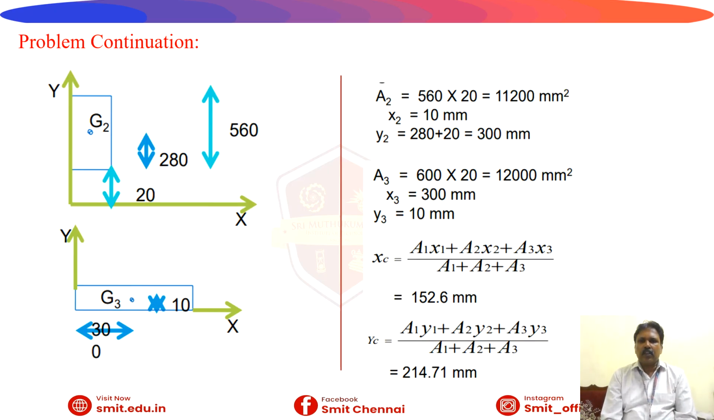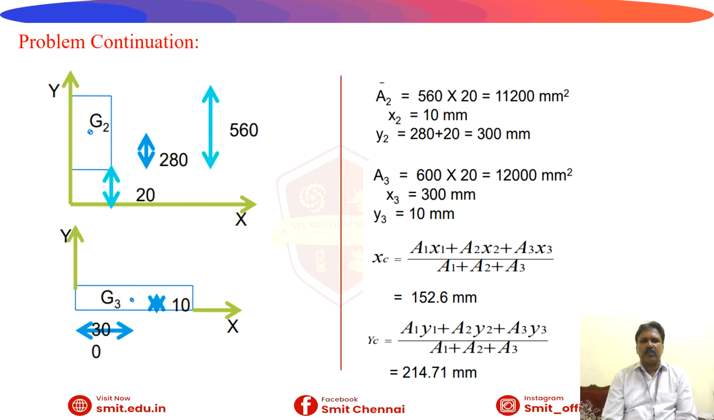Now, continuation of the problem. Now we are going to see the second section, that is the middle part. Middle part, again the same thing. Along the y axis we have to add the 20 and half of the distance of 560, that is 280. Then we have to find the area, that is 560 into 20, 11,200 millimeter square. X2 is nothing but the width of the section, which is 20, and half is 10. Y2 is nothing but 280 plus 20, that is we will get 300 millimeter.